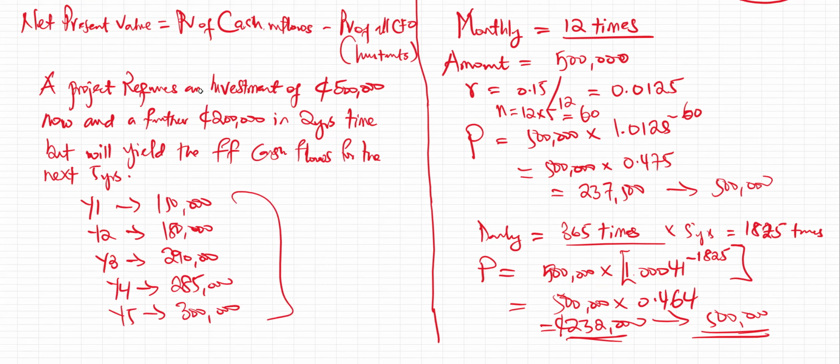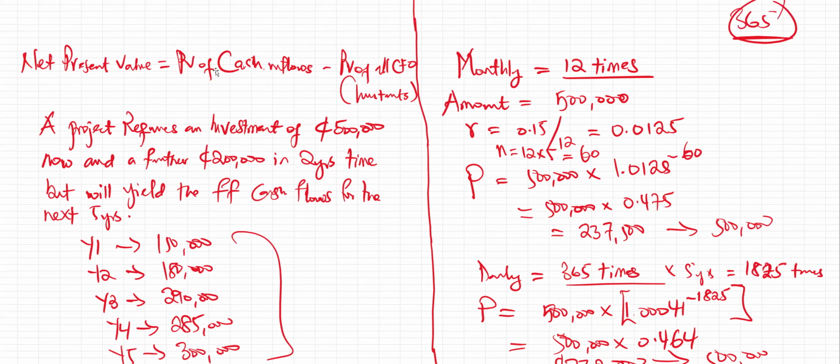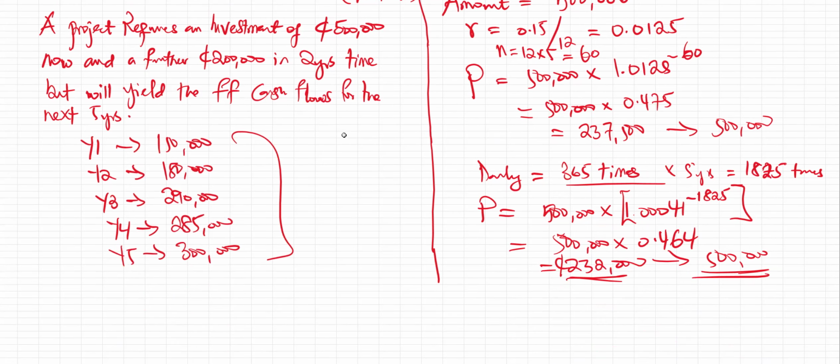So what did I define NPV as? The present value of all the cash inflows minus the present value of all the cash outflows. How many cash outflows did we have? Outflow, not inflow. Just 1. We invested 500,000 today and a further 200,000 in 2 years' time. So we have 2 cash outflows, the money we spend. You understand?